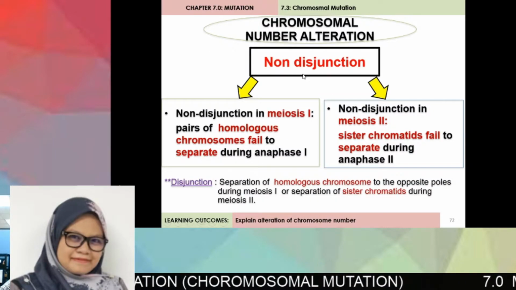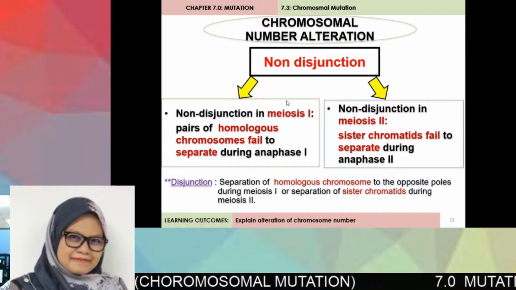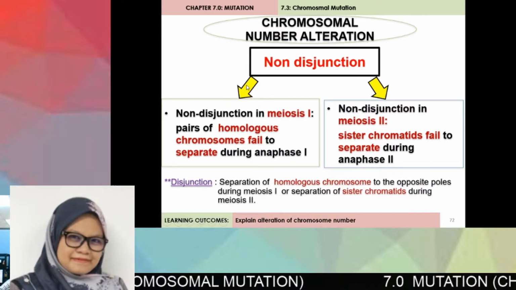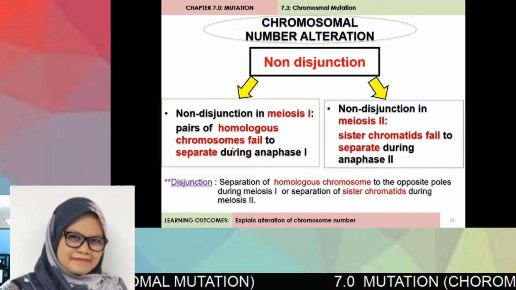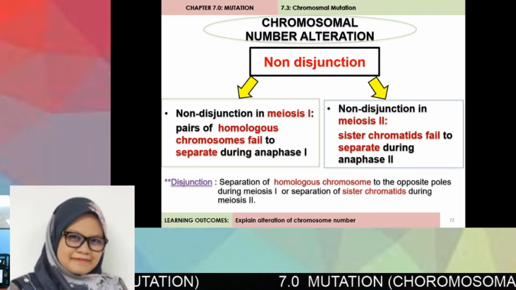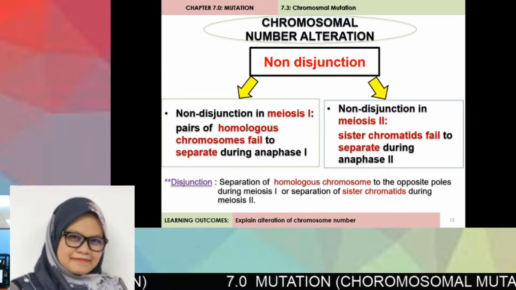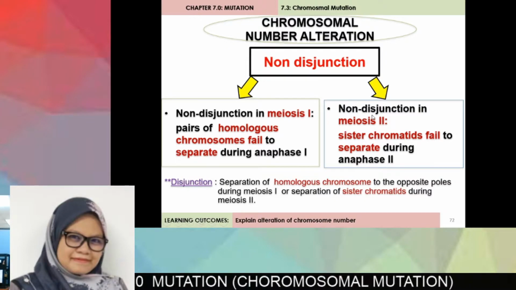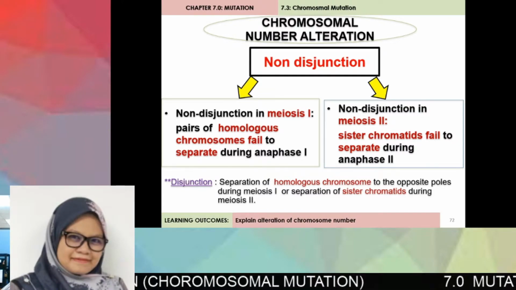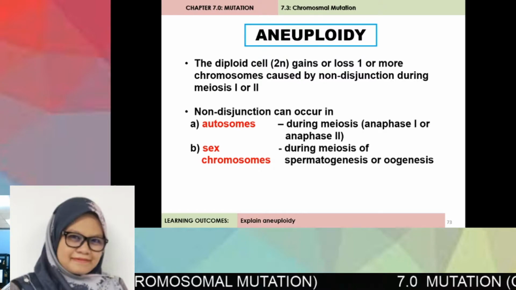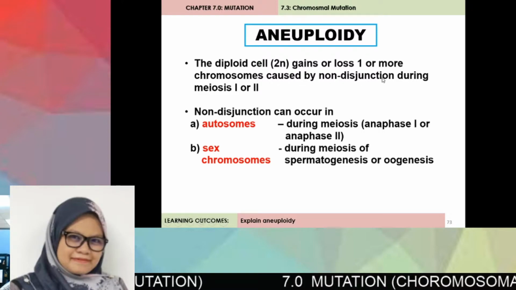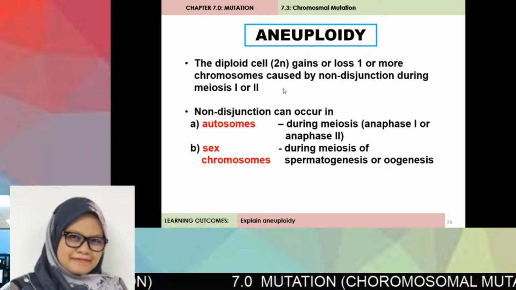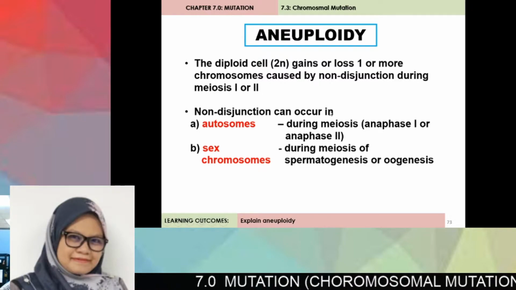So for non-disjunction, if it occurs in meiosis 1, it means that homologous chromosomes fail to separate in anaphase 1. But if the non-disjunction occurs in meiosis 2, it refers to the sister chromatids failing to separate in anaphase 2. So for aneuploidy, the diploid cell gains or loses one or more chromosomes caused by non-disjunction during meiosis 1 or meiosis 2. So non-disjunction can occur in autosomes.